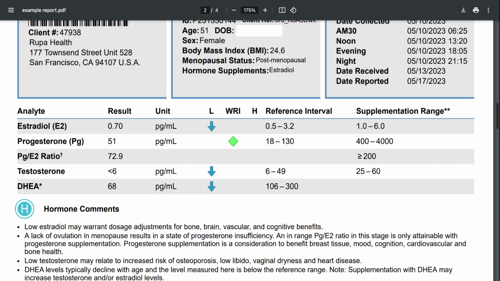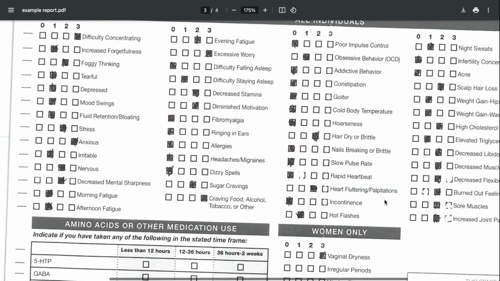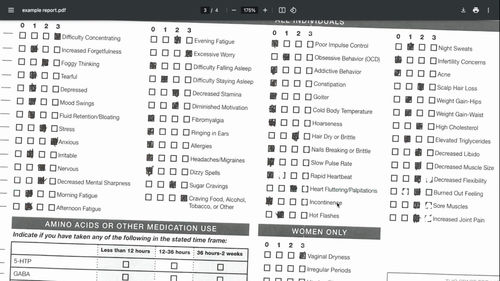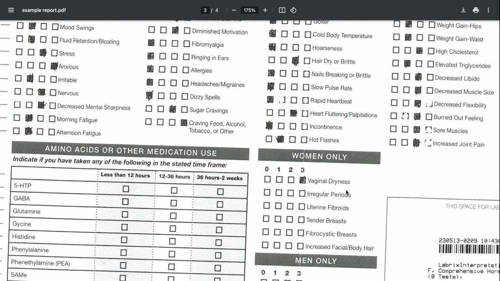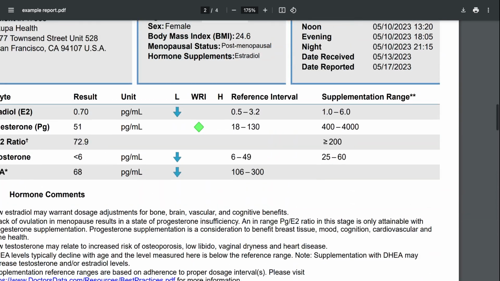Let's see if she has any symptoms. And this is a very simplistic look here on symptoms, but here we can look at maybe hot flashes, heart palpitations, some night sweats, vaginal dryness. Those can all be symptoms of lower estrogen.